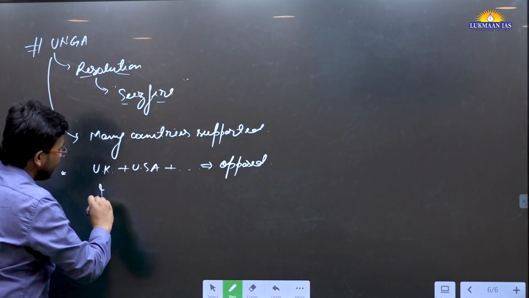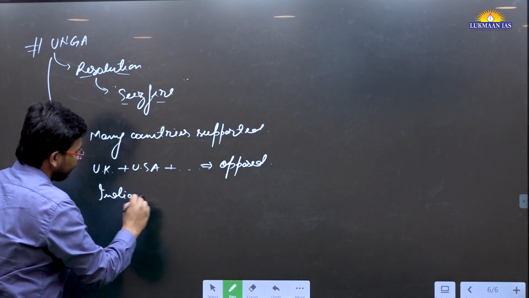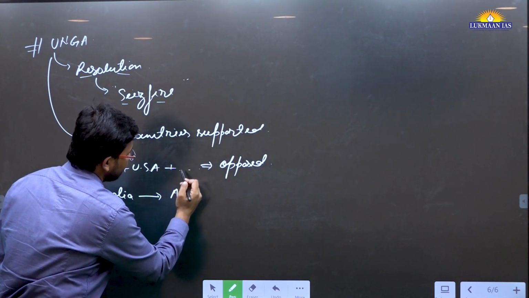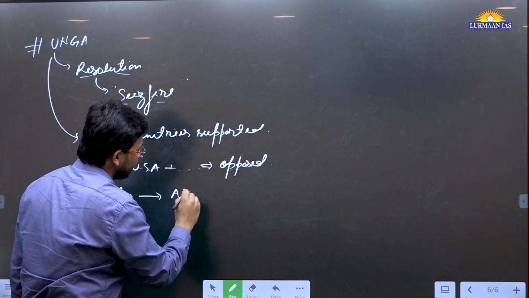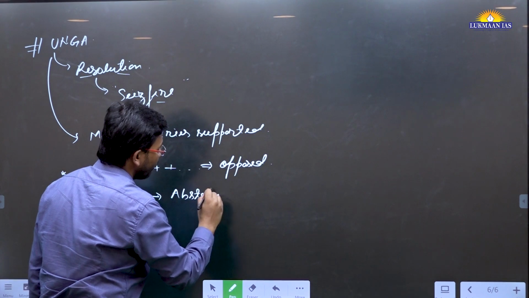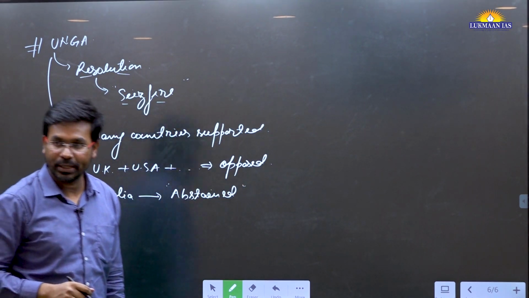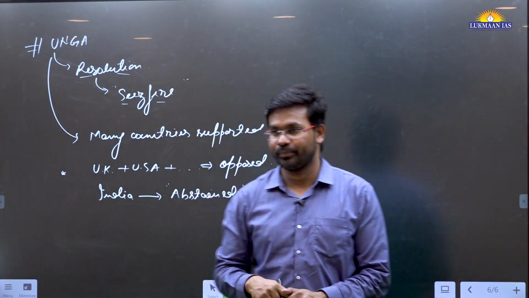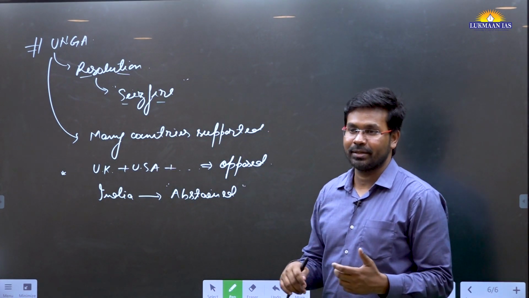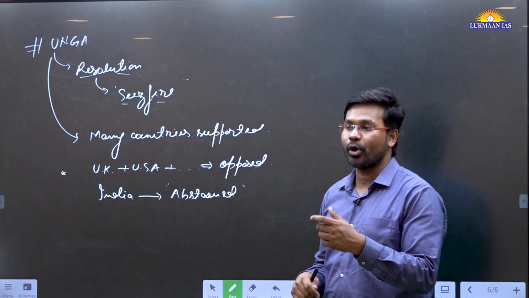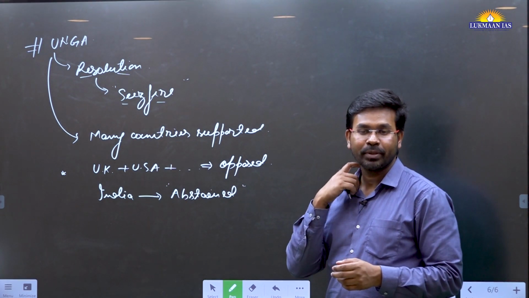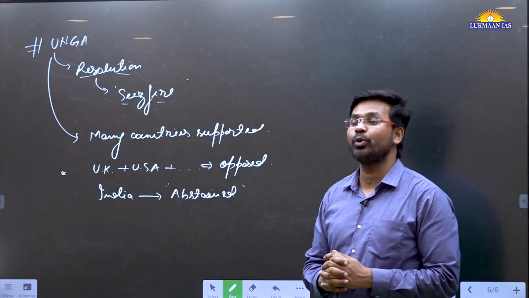And what was the stand of India? India abstained. India did not vote here, meaning it neither voted in support nor voted against it. Today there was an article that said India lost its voice, because India strives to become a leader of the global south.